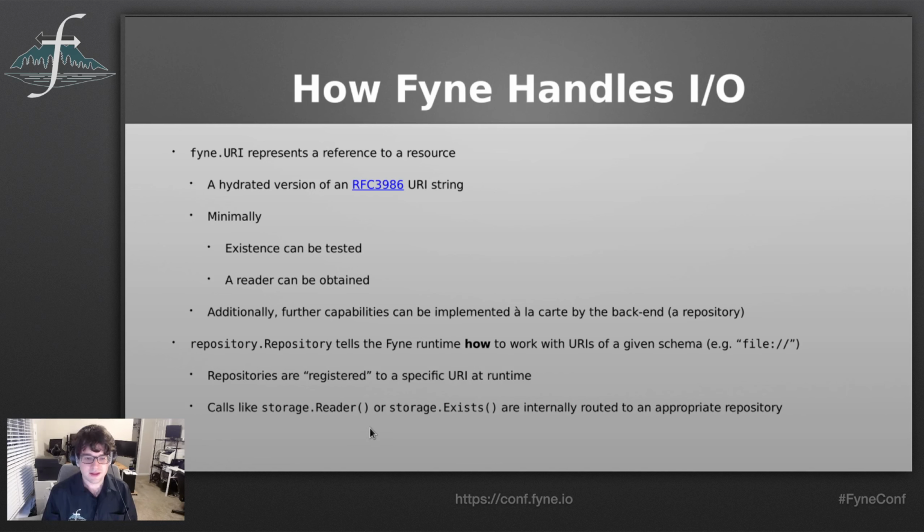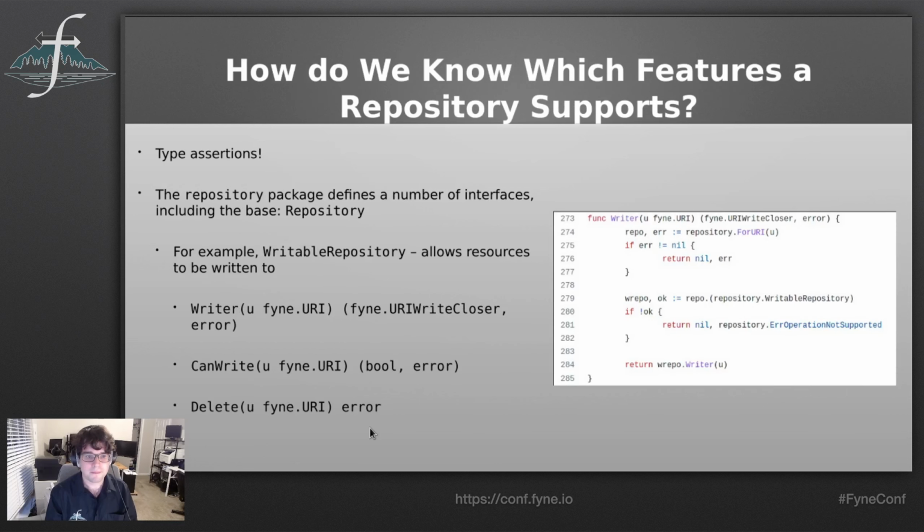And so, like I said, calls to methods in storage internally are just checking the protocol that's in front of the URI and then delegating to whatever appropriate repository has been registered to handle that. So how do we know which features a repository supports?